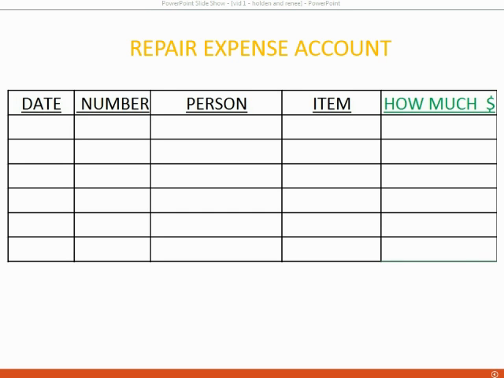Now let's take a look at an example on the other side. Let's imagine that the picture you're looking at is the repair expense account. And let us imagine on January 16th, Holden received bill number 22 from Rex Repair Shop for replacing one of the lenses in his camera, and Holden needed to pay him $300.